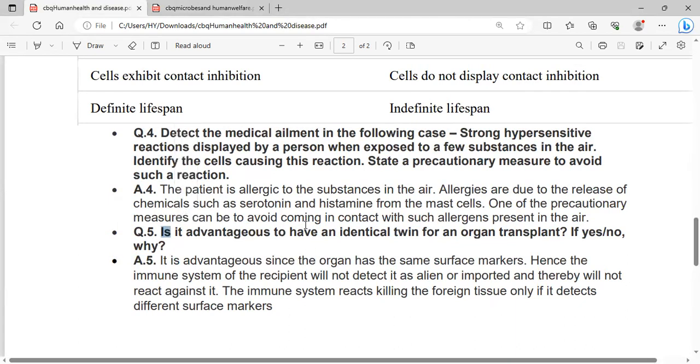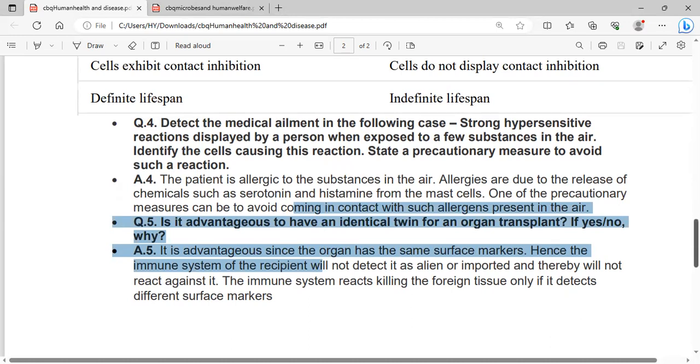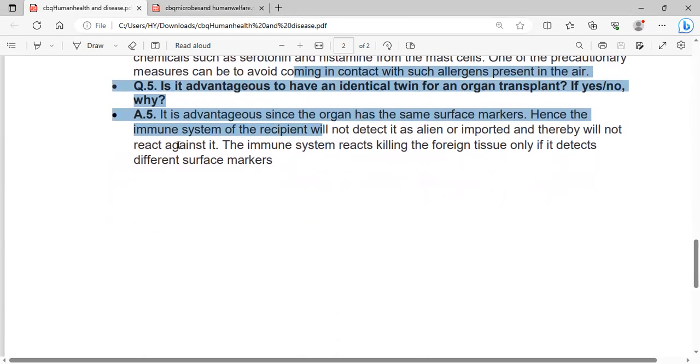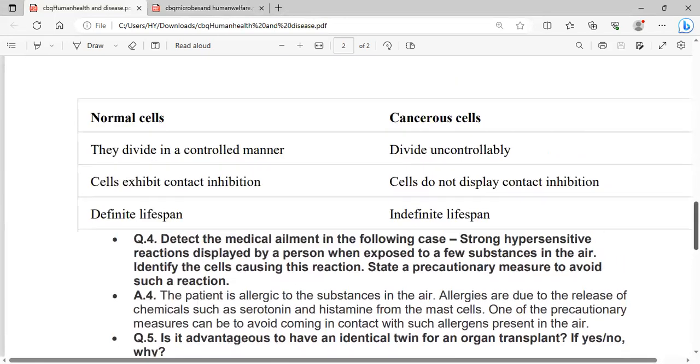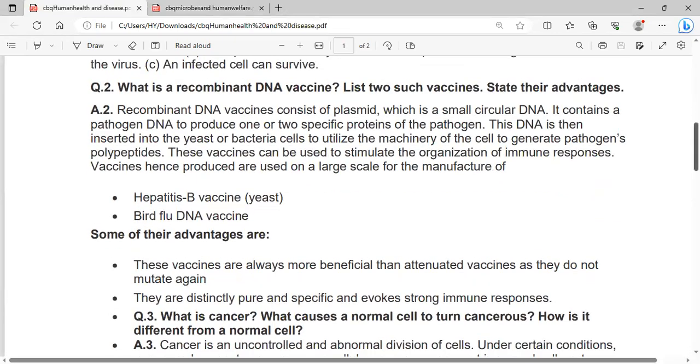एंड आइडेंटिकल ट्विंस की क्या एडवांटेज होती है कि उनके सरफेस मार्कर्स और उनके आरबीसी सेम होते हैं बिकॉज दे जेनेटिकली सेम आइडेंटिकल ट्विंस. सो उनके अंदर इम्यून रिस्पॉन्स नहीं होता. इम्यून सिस्टम क्योंकि किल कर देता है अगर वो किसी भी ऐसे सेल को डिटेक्ट करता है जिसके सरफेस मार्कर्स अलग होते हैं, तो ट्विंस में नहीं कर पाता.